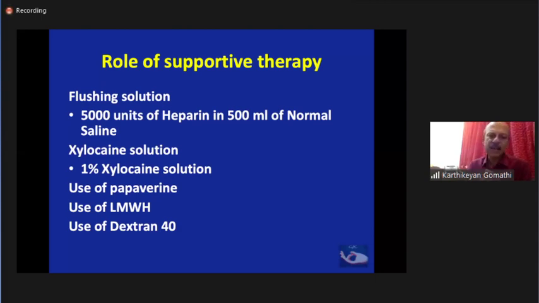Now, 1% xylocaine solution can be used, but we should remember that xylocaine should not be used when the vessel is open. The xylocaine should not go inside the vessel because it causes a lot of spasm inside and causes intimal damage. So when the vessel is open, we use only the flushing solution, which is made from 5,000 units of heparin in 500 ml of normal saline, and xylocaine solution only after it has been closed. The role of papaverine, low molecular weight heparin, and dextran 40 is dependent on the institution.